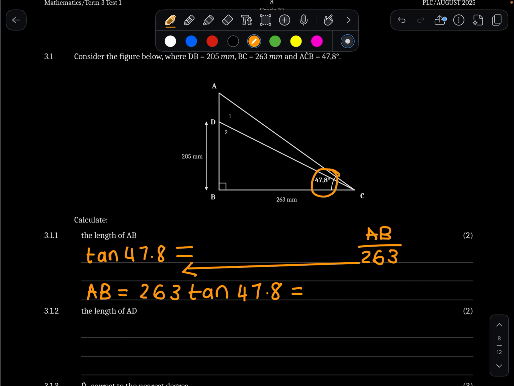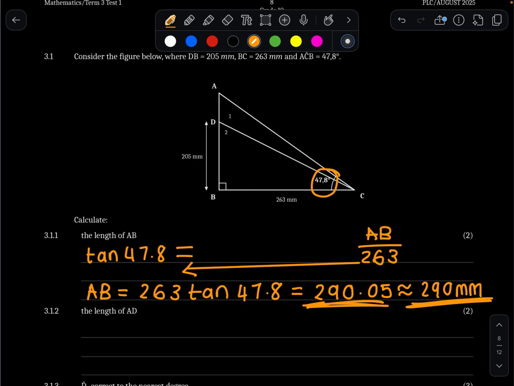And we're going to get tan of 47.8 times 263 is 290.05. So we can just round that to 290 millimeters. It depends obviously on what they say for what you should round it to. If it's 2 decimals, then it's obviously this first one.